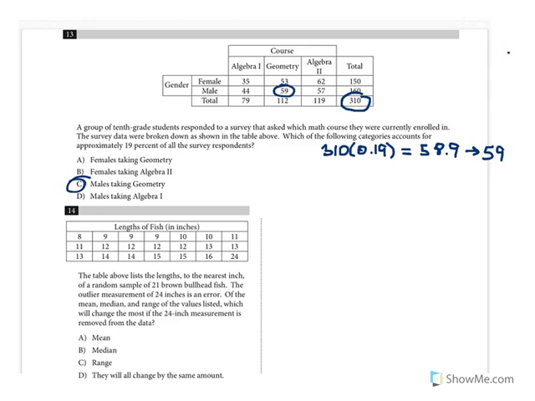The table above lists the lengths, to the nearest inch, of a random sample of 21 brown bullhead fish. The outlier measurement of 24 inches is an error. Of the mean, median, and range of the values listed, which will change the most if the 24-inch measurement is removed from the data? All right, so outlier, you don't really need to know what an outlier is. But as the name implies, it's a value that's kind of out there at the extreme end. When you look at a group of data, it's a number that doesn't quite fit in because it's extremely less or extremely more.